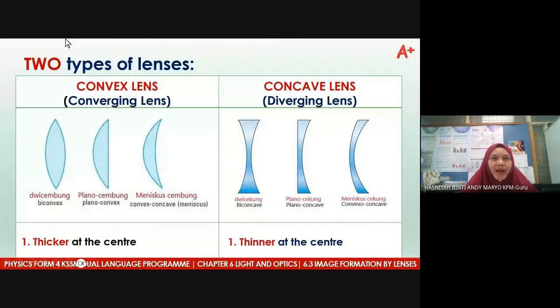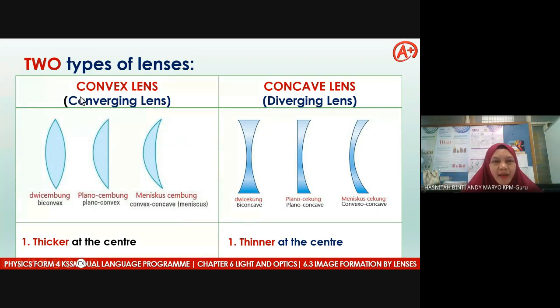This slide tells you there are two types of lenses. The first one is called convex lens. You can find this in your textbook as well. Convex lens is also known as converging lens. We have three examples there. The first one is biconvex, where both surfaces have a convex shape, meaning they curve outwards.